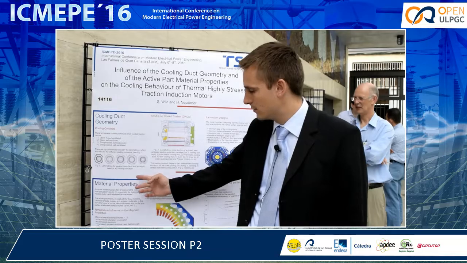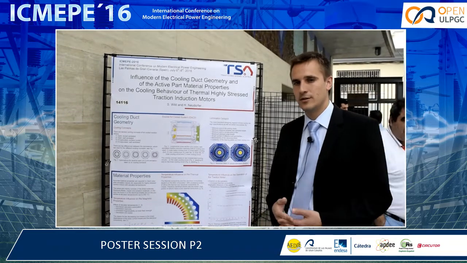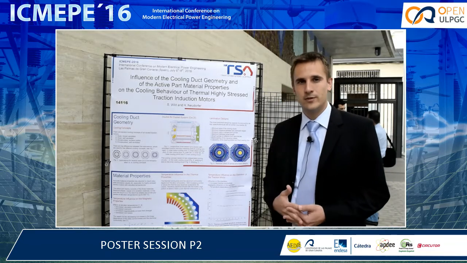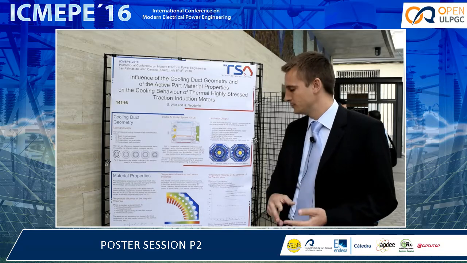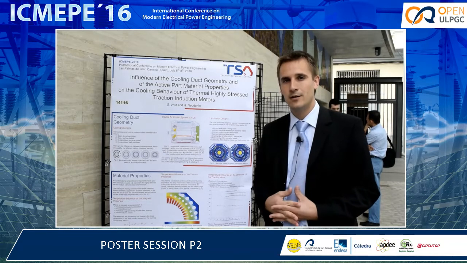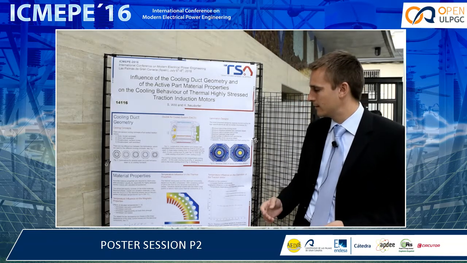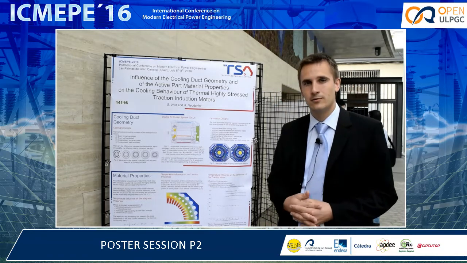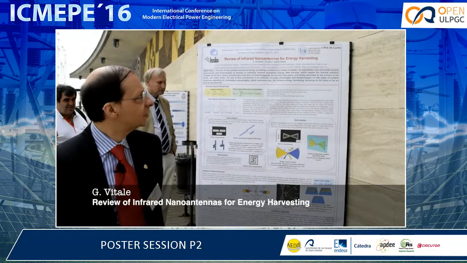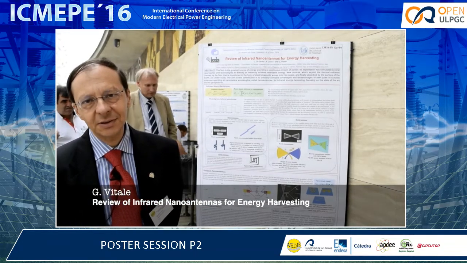The second part is the topic about the material properties. The first step when doing simulations is to have an accurate simulation model, and therefore you need the material properties that you can calculate properly. And in this kind of traction motors, the temperatures are very high. The winding temperature could be over 200 degrees Celsius, and therefore the temperature influence is very important on the cooling behavior.